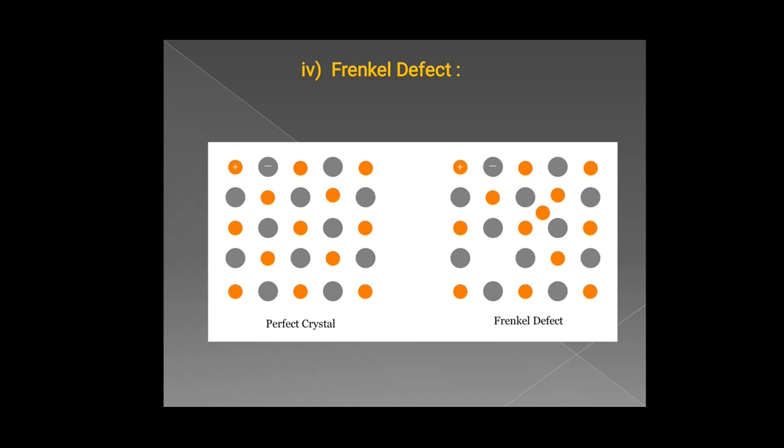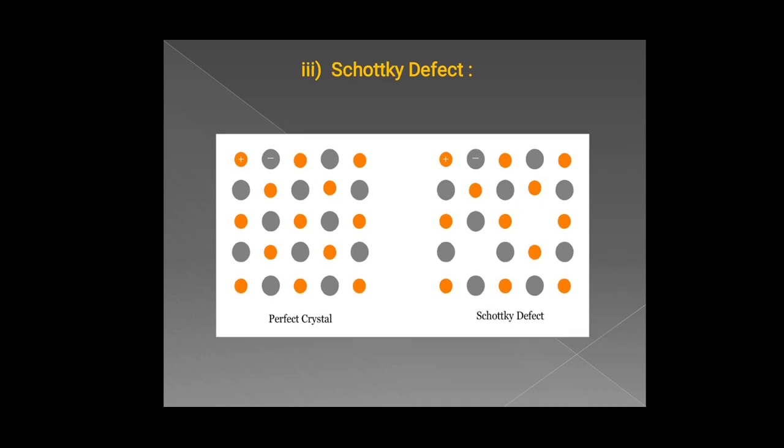And if you see here, as all the cations and all the anions are as it is, there is no change in the ratio of the cation and anion. Same is the case with the Schottky defect. If you see here, a positive ion and a negative ion both are missing, so there is one less positive ion, one less negative ion, but the overall ratio remains the same or remains constant.